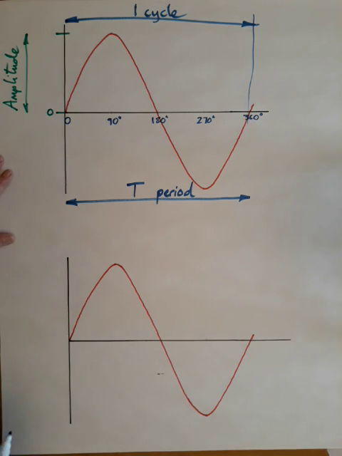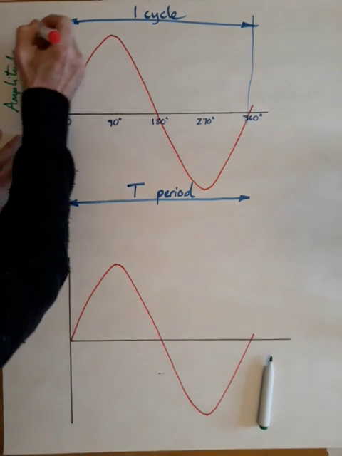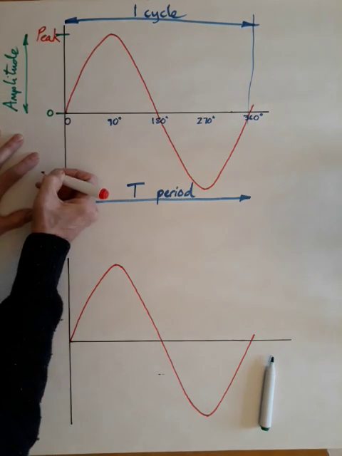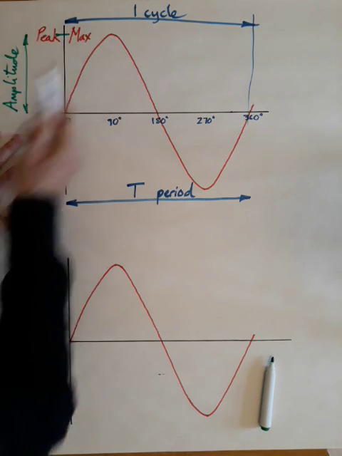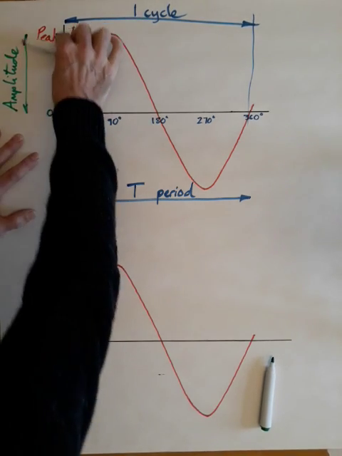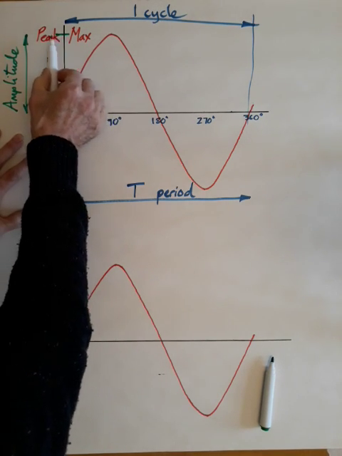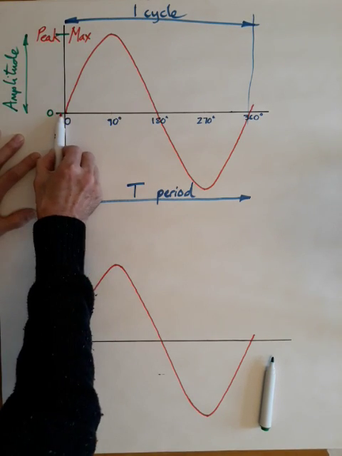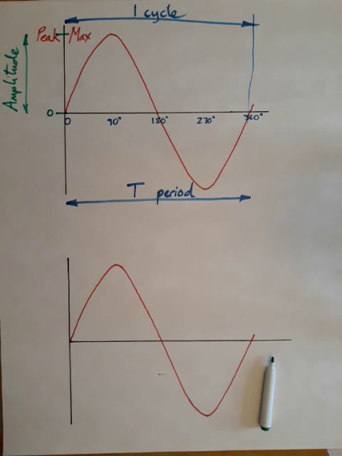When we do some calculations and other work, we may well drop in to call this a peak value, or we might call it a maximum value. They all mean the same thing. Amplitude is the technical word that we'll use, and we'll often just in chat talk about the peak value or the maximum value from 0 to the max. Okay, so that is amplitude.